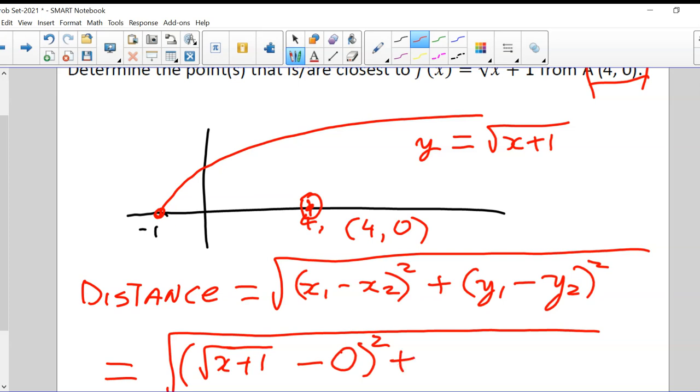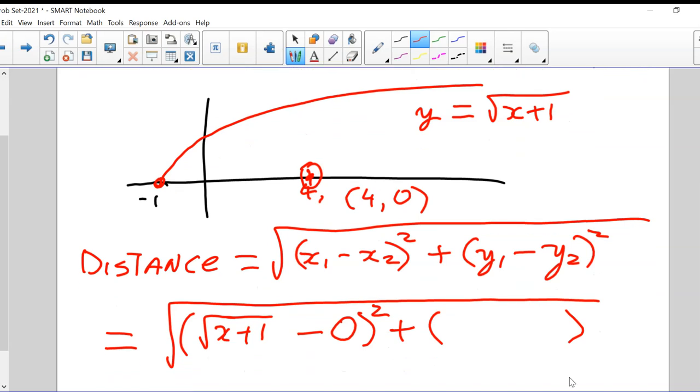Squared. Plus, what do you think I'm going to use now for my other x? Remember, I have to have something related to this square root of x plus 1. Whatever is first here has to be first here as well. What am I going to use in the first position? And then we're going to subtract from that the other x value that we have, which is the 4, right? Well, what are we going to put there? 0? No, because remember, 0 is a y value, right?